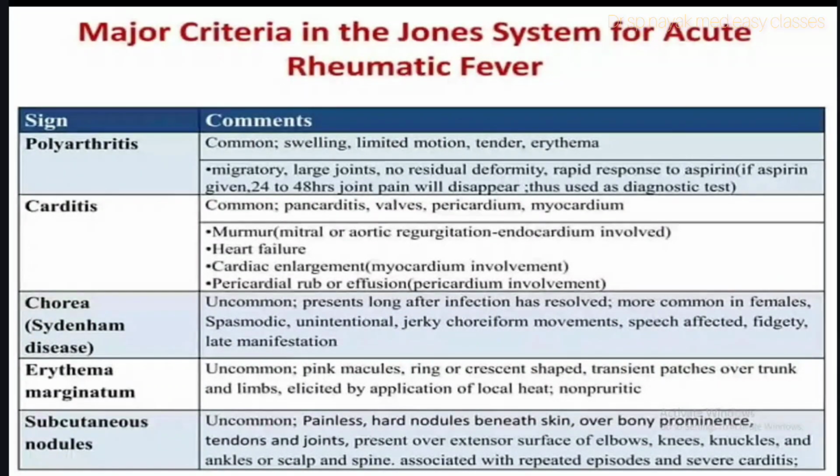Now, what can we see in carditis? It will show a murmur, mitral or aortic regurgitation, which means the endocardium is involved. Heart failure and cardiac enlargement involve the myocardium, and pericardial rub or effusion involves the pericardium.